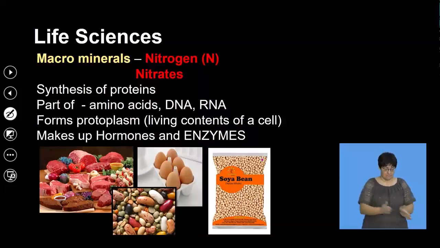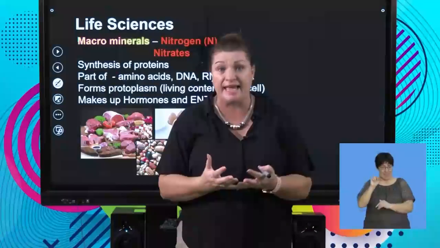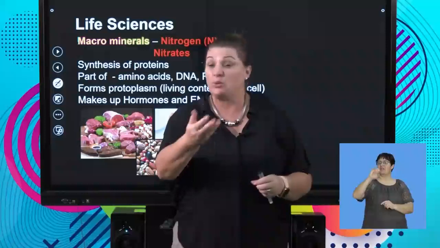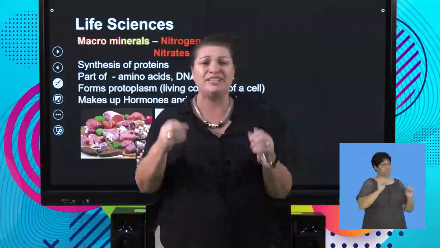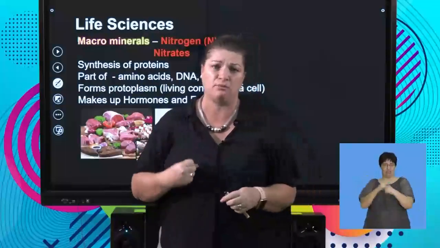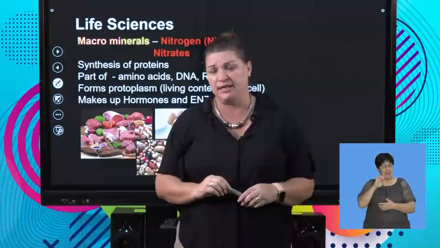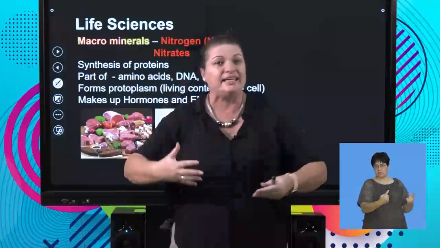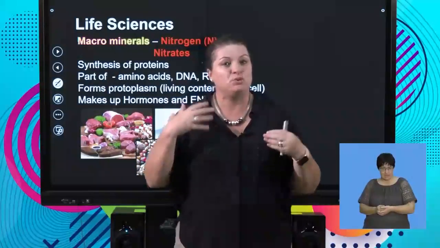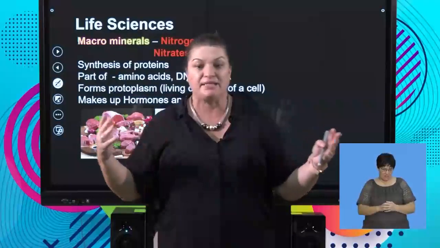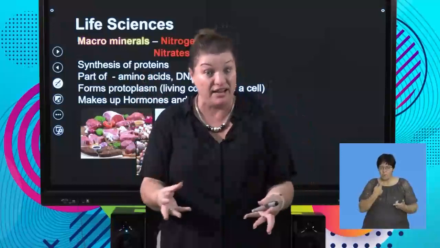Okay, the next one is nitrogen. When we look at the Earth's gases, 78% of the Earth's gases is nitrogen. But we cannot breathe in nitrogen. But nitrogen is essential to build substances and structures in our body. We really need to have nitrogen in our diet. But we can't breathe in nitrogen, we eat it. And we eat it in a form called nitrates. And how we get nitrates is bacteria.